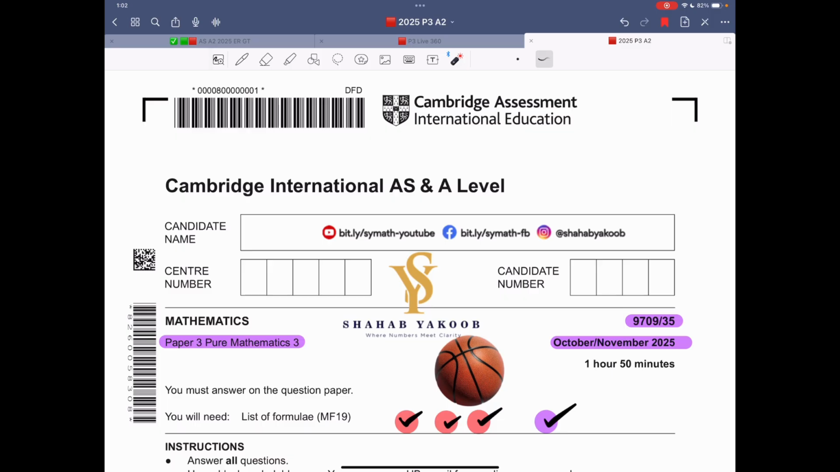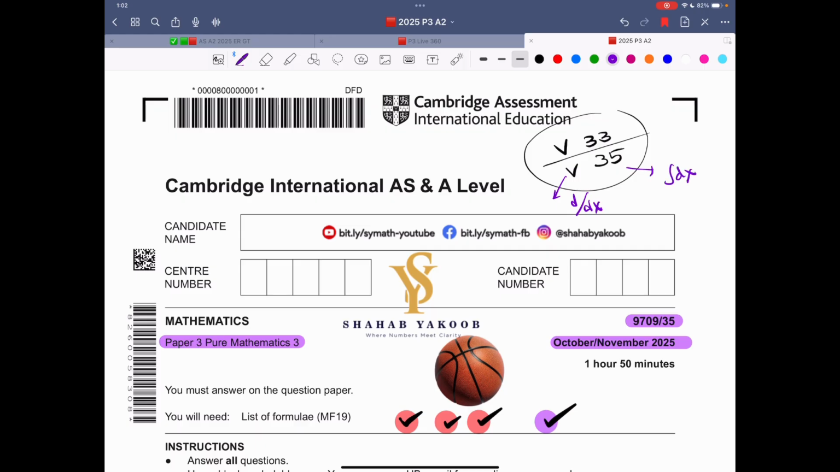Just like I made a video on May, June of 2025, two variants related to differentiation and integration, this time I'm focusing on October, November 2025, variant 35 and variant 33. I'm bracketing variant 33 and variant 35 together, and my focus will be on differentiation and integration. Then I'll be making a video on differential equations, because these three topics go together. So this one will be a separate video on differentiation and integration, and that one will be a separate video.